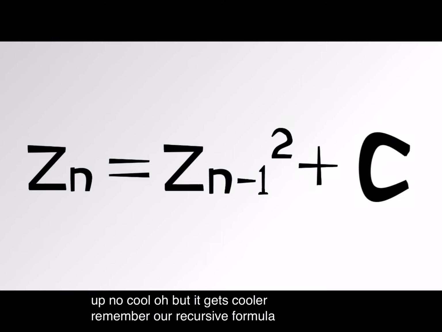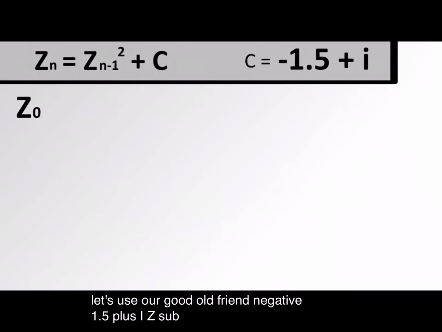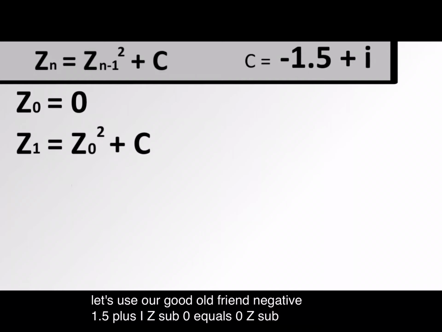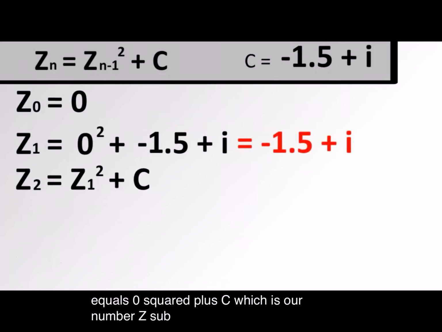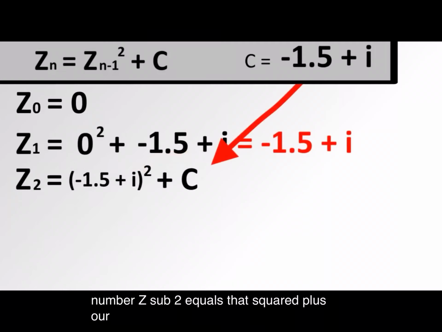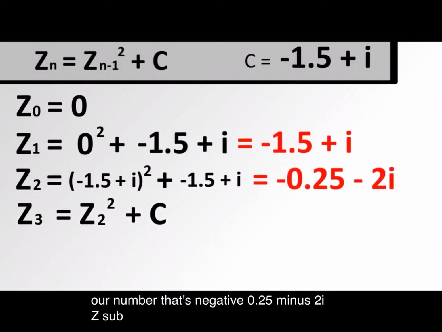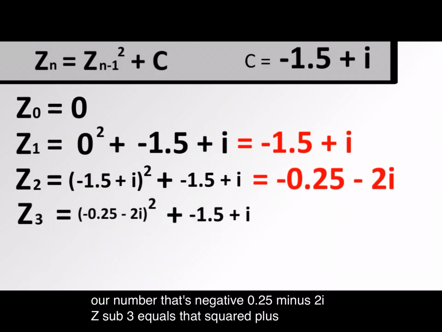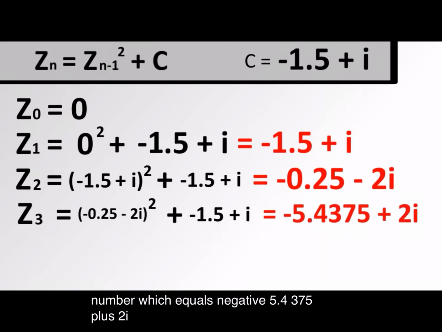Remember our recursive formula from before? The c here represents a complex number. Let's use our good old friend, -1.5 plus i. Z sub 0 equals 0. Z sub 1 equals 0 squared plus c, which is our number. Z sub 2 equals that squared plus our number. That's -0.25 minus 2i. Z sub 3 equals that squared plus our number, which equals -5.4375 plus 2i.